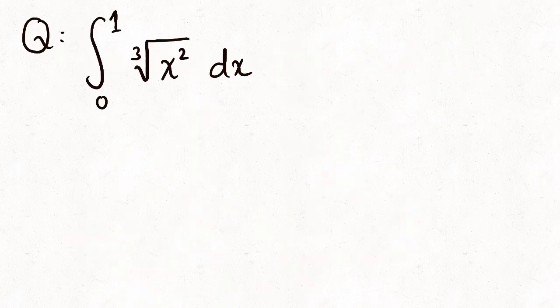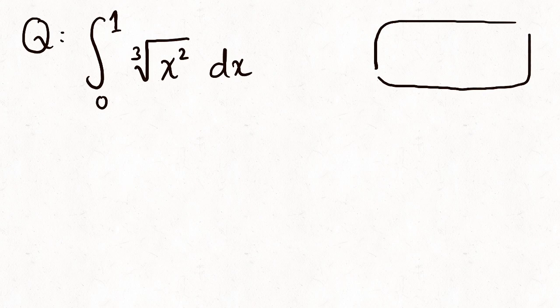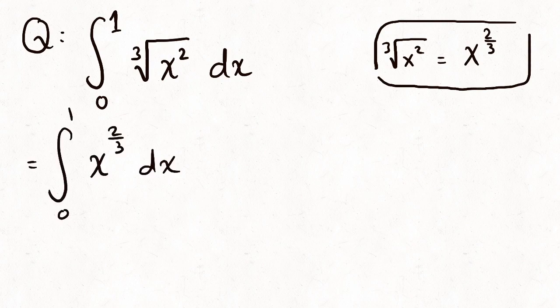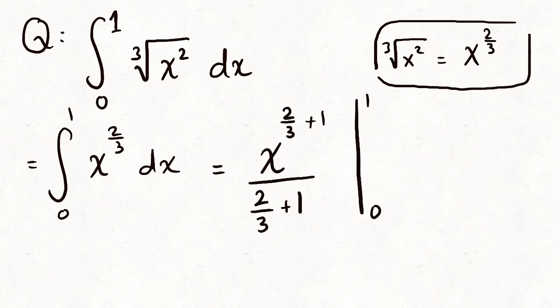Another example, find the integration from 0 to 1 for the radical of x squared with index 3. First of all, the trick here is that this radical will be transferred into x to the power 2 over 3. Basically you are dealing with the integration from 0 to 1 for x to the power 2 over 3. You will apply the power rule by adding 1 and dividing by 2 over 3 plus 1, and keep in mind to substitute from 0 to 1 and do the subtraction between them.